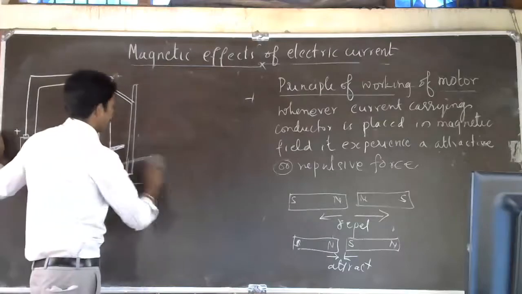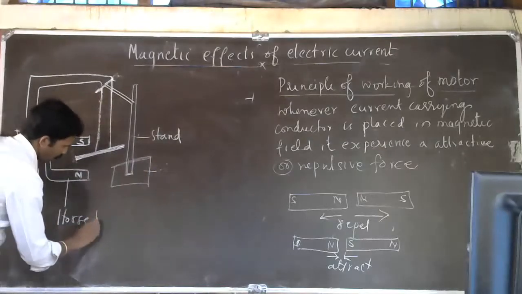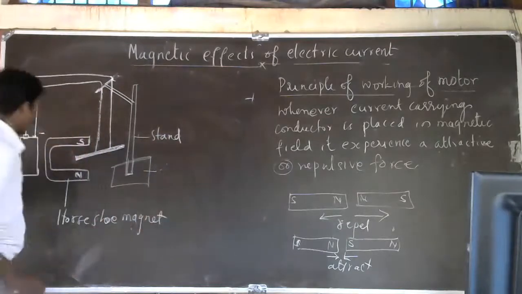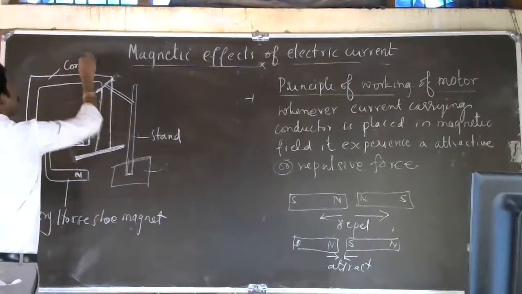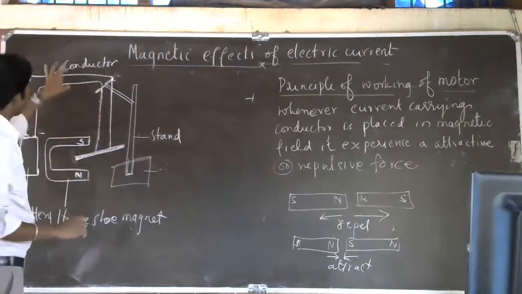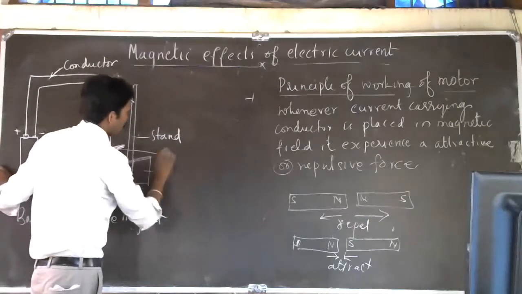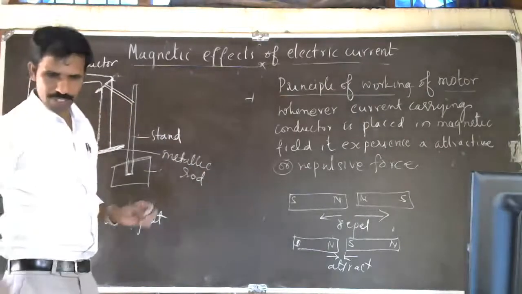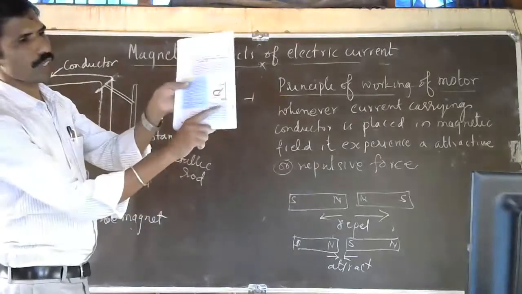So we have the stand, the horseshoe magnet, and this is a battery. This is nothing but the current carrying conductor. These two are current carrying conductors. And this is the metallic rod. See this picture here. There is a switch, a battery, and everything is connected.